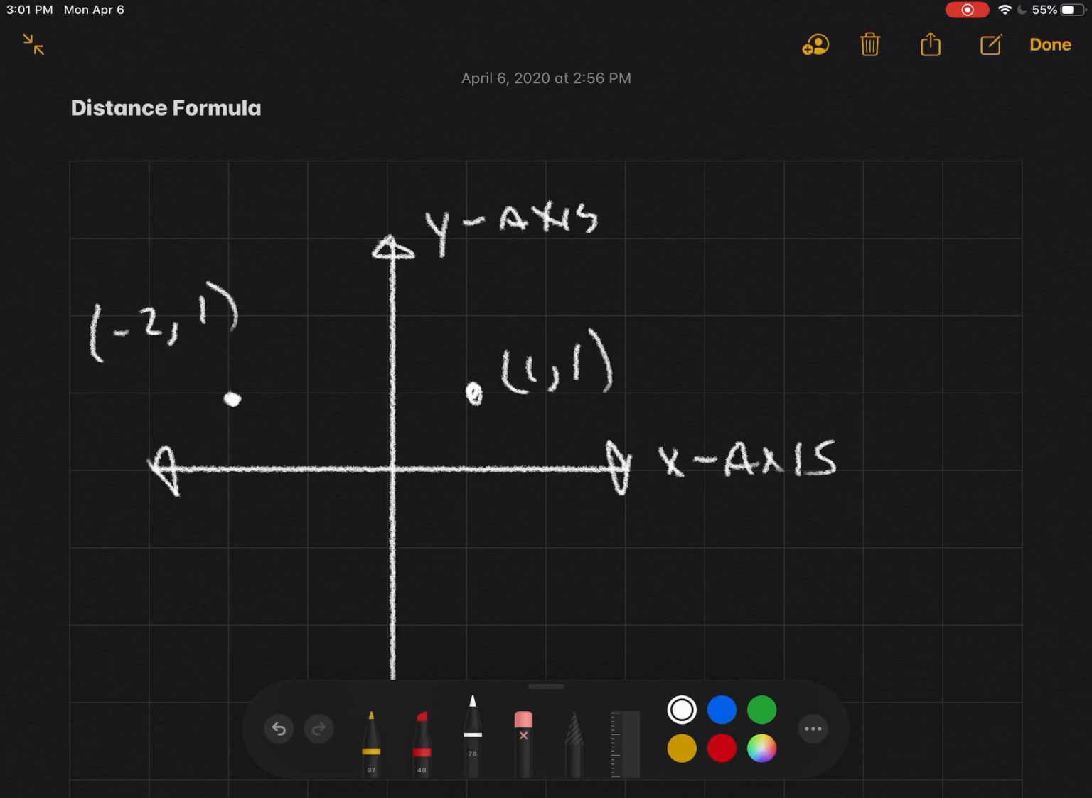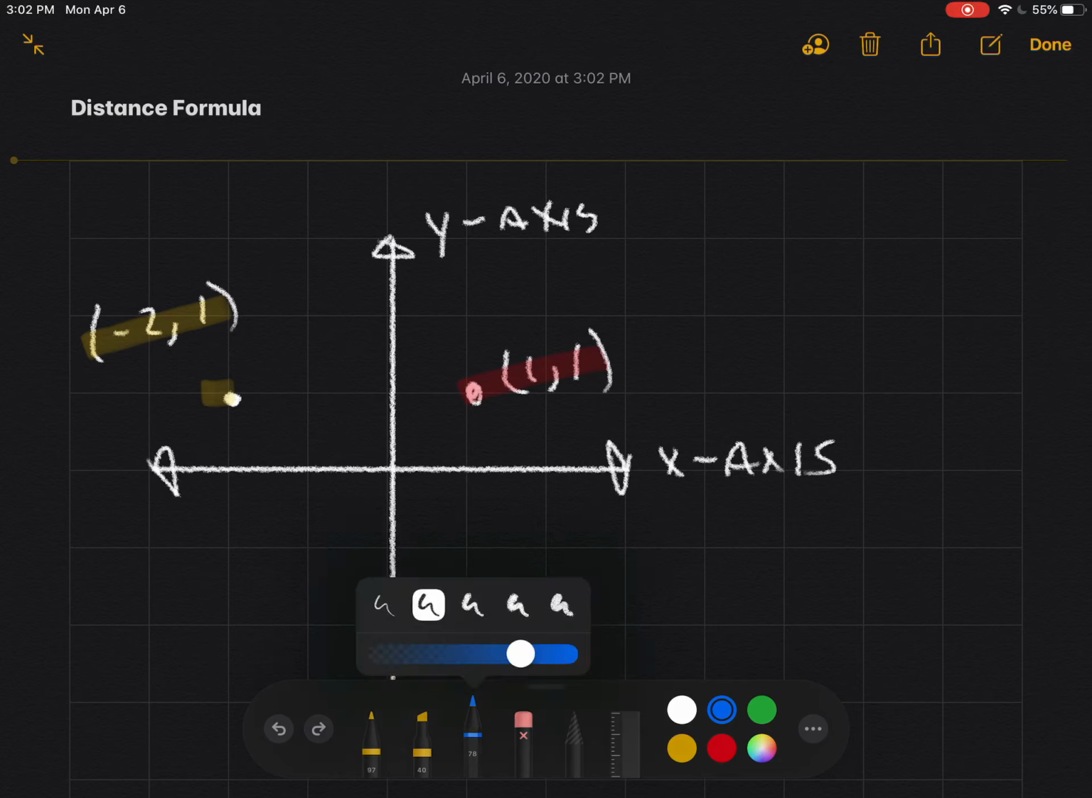So the distance formula is just something there to tell you the distance between 2 points. So here I've given us 2 points. I have this point right here, 1, 1. And that comes from going over on the x-axis a distance of +1, and then on the y-axis a distance of +1. And that's how I know that that's the point 1, 1. And then over here I have the point -2, 1. And that comes from going a -2 in the x direction and then a +1 in the y direction. And that's how I know that's the point -2, 1.